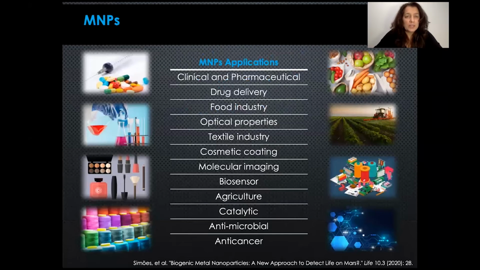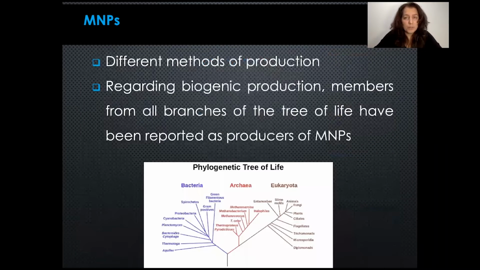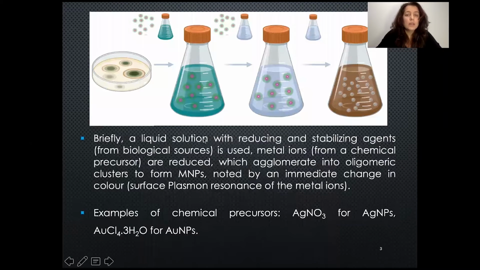As we know, metallic nanoparticles have a wide range of applications. They can be produced by different methods: physical, chemical, and biogenic. Regarding the biogenic productions, we know nowadays that members from all the branches of the tree of life have been reported as being producers of metallic nanoparticles. To show you how easy and simple this production is, I'm going to give you an example of filamentous fungi.